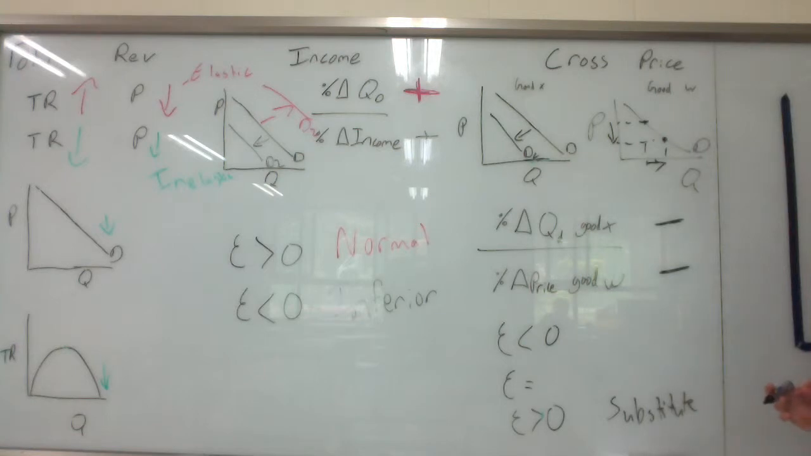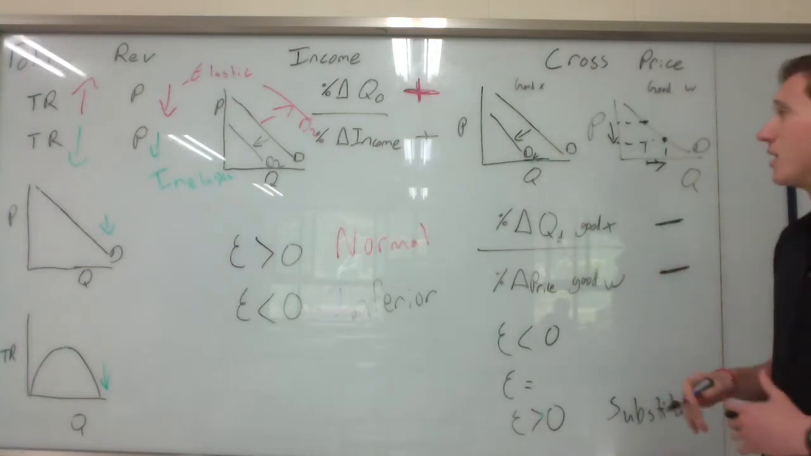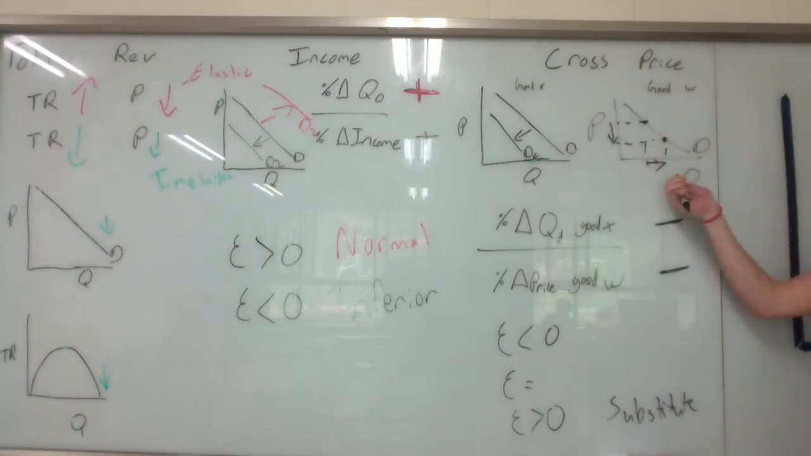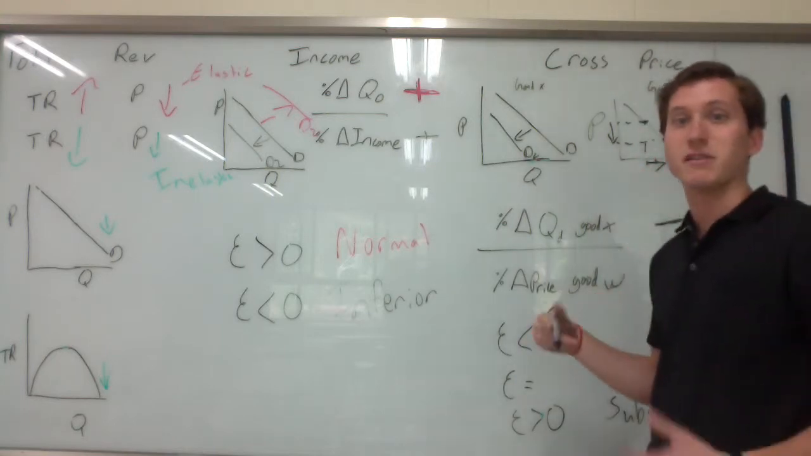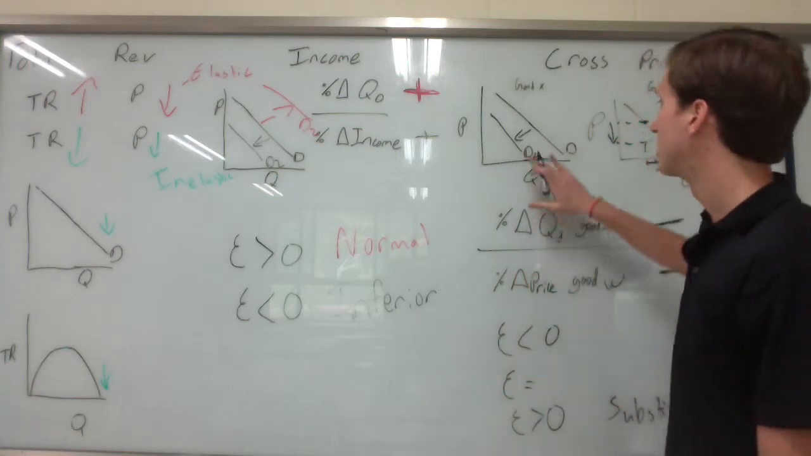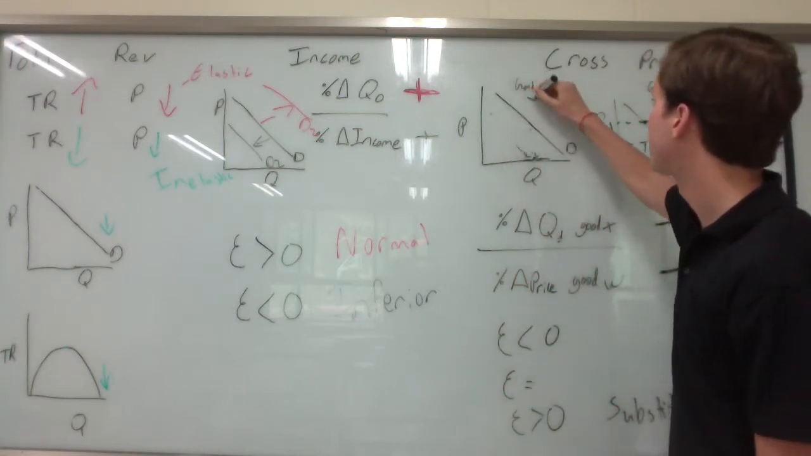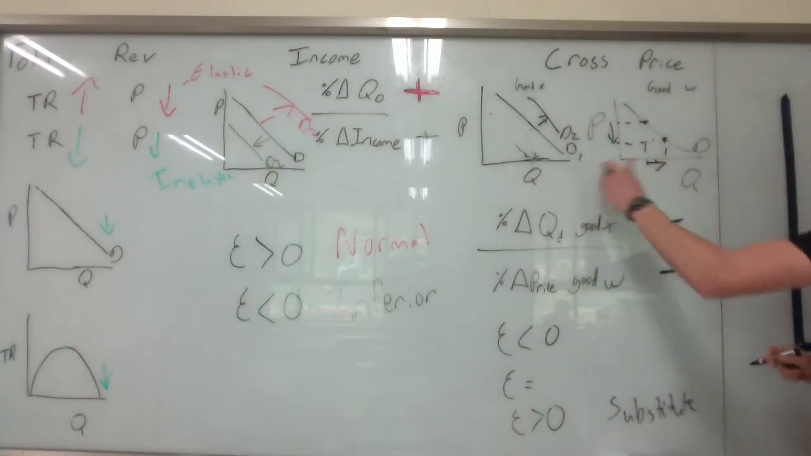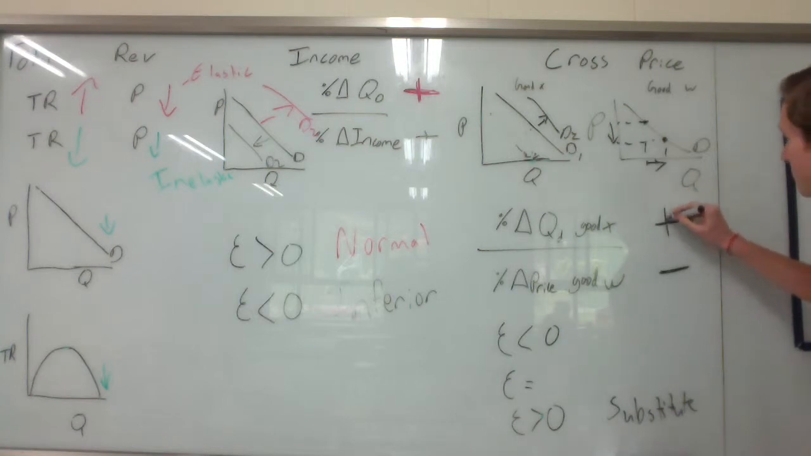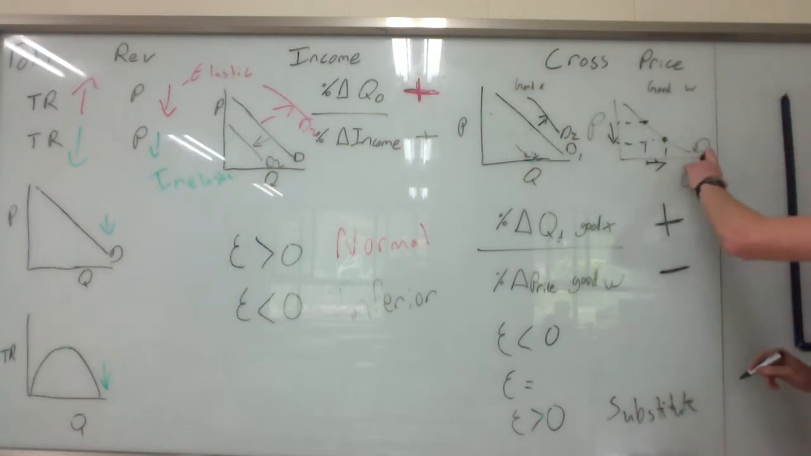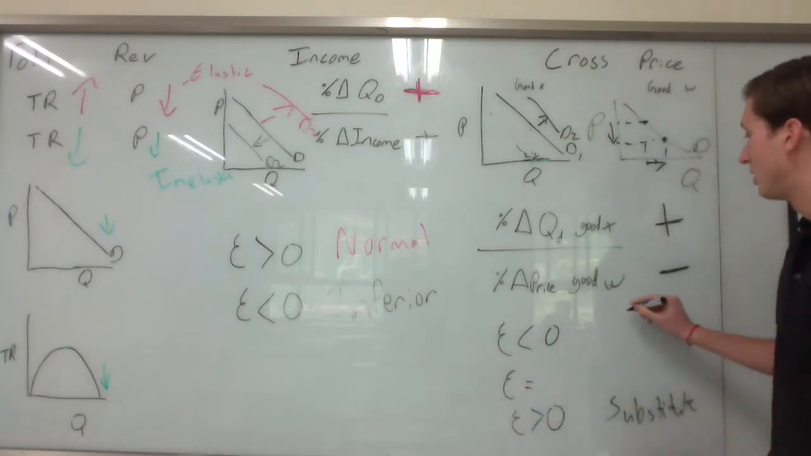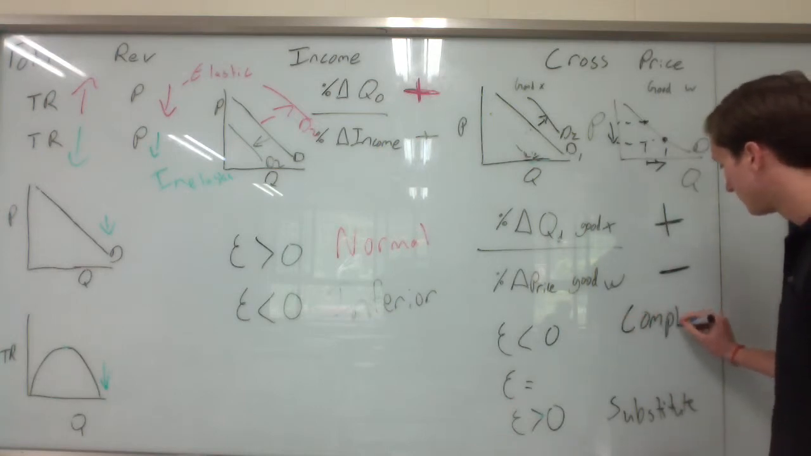Now, complementary good, let's say it's hot dogs and hot dog buns. The price of hot dogs decreases, so people are going to buy more hot dogs. People are buying more hot dogs, they also have to buy more hot dog buns to go with the hot dogs. So the demand would shift to the right, D2. So that is a positive change for the quantity demanded with a negative change in price of good W. So positive divided by negative is equal to a negative. So when the elasticity coefficient is less than 0, it's a negative value. These two are going to be complements.